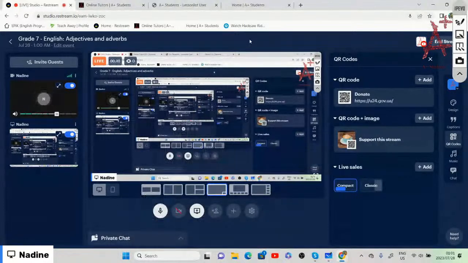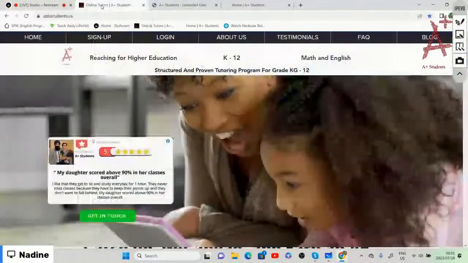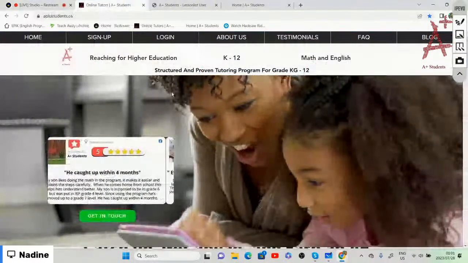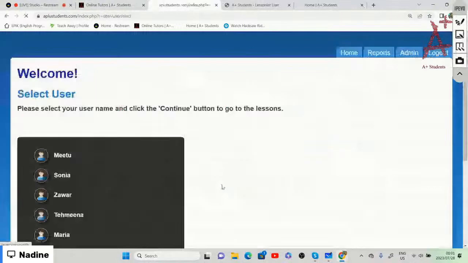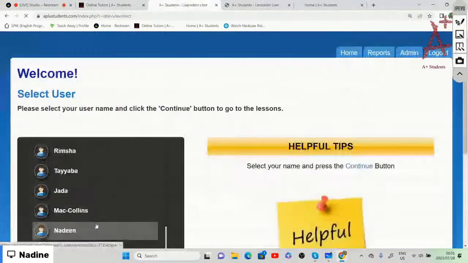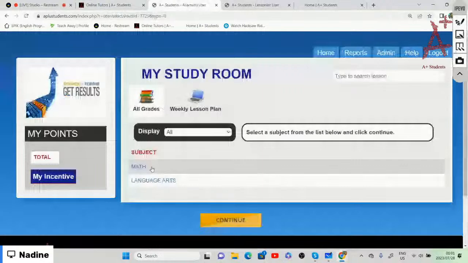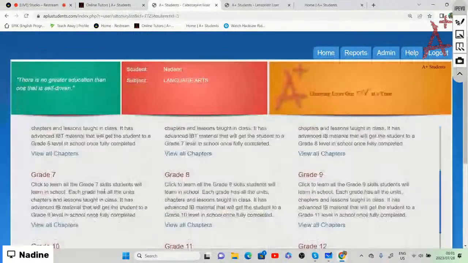adjectives and adverbs, we are going to log into the a+students.ca page. Once you've gone to a+students.ca, you're going to log in with your username as well as your password. All right, so once you've logged in, you are going to select the subject of language arts. And then we scroll to grade 7.